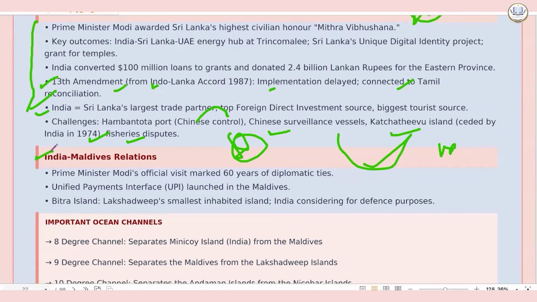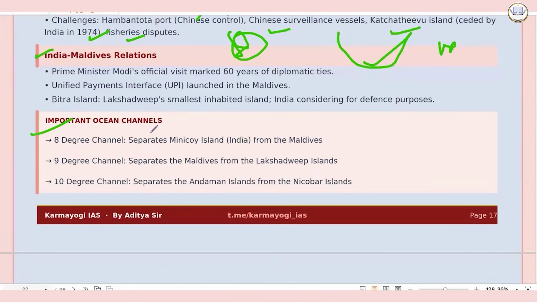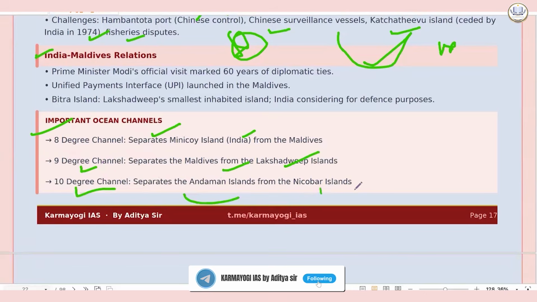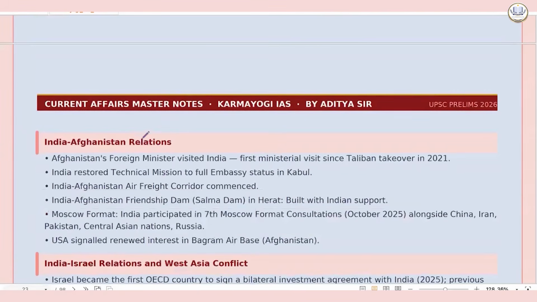There are important ocean channels. 8-degree channel separates Minicoy Island, India from the Maldives. 9-degree channel separates the Maldives from the Lakshadweep Islands. 10-degree channel separates the Andaman Islands from the Nicobar Islands.